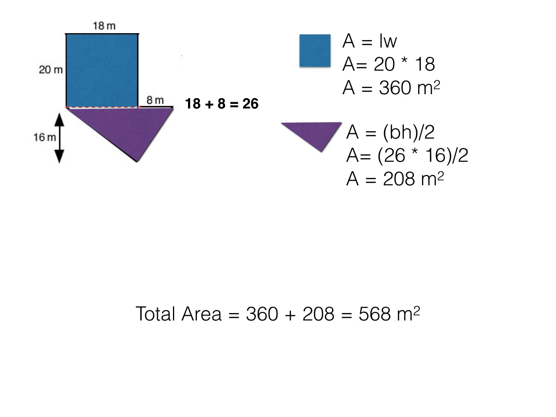To find the total area, add the rectangle and the triangle together. 360 plus 208 equals 568 square meters.